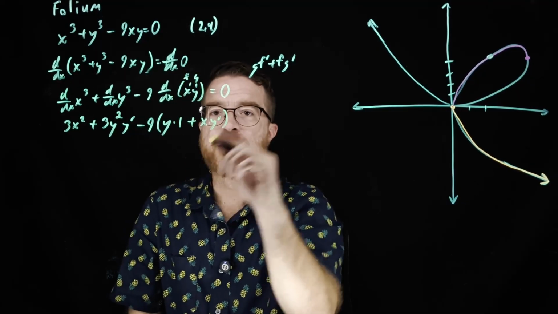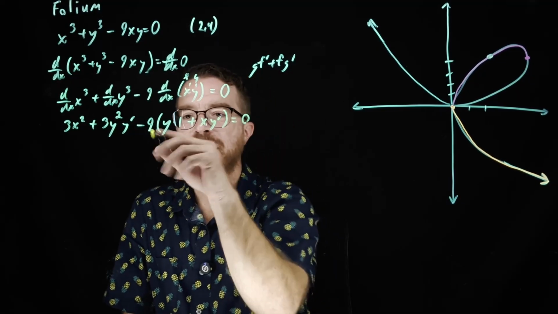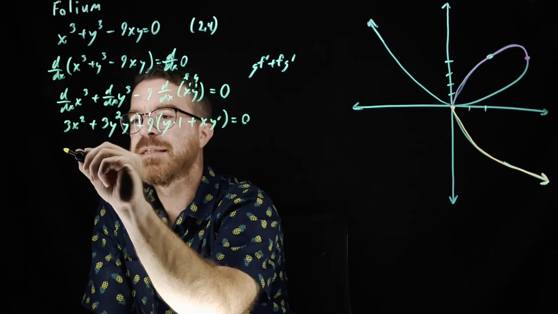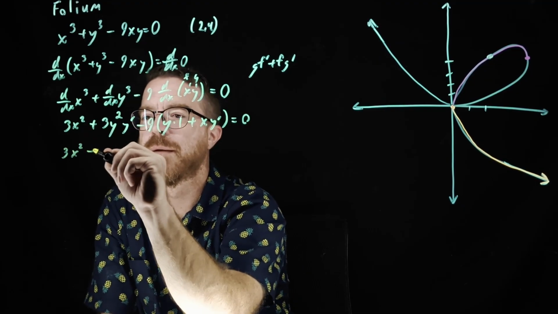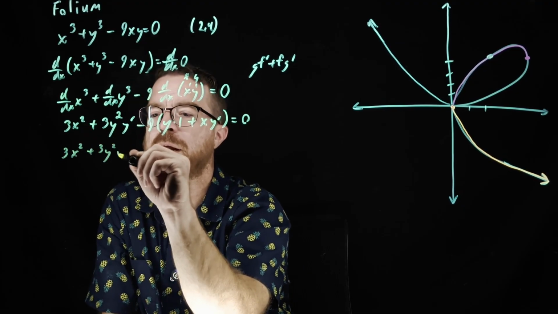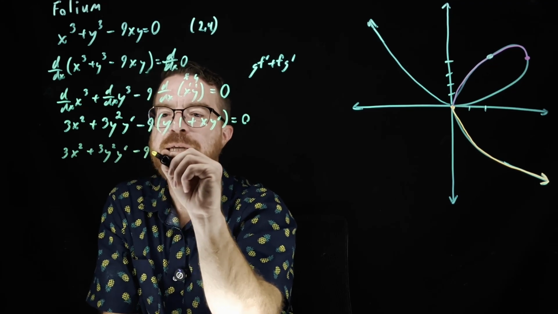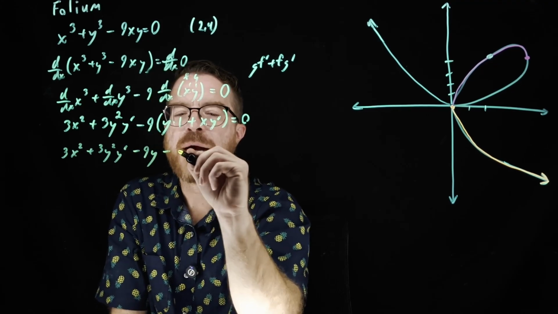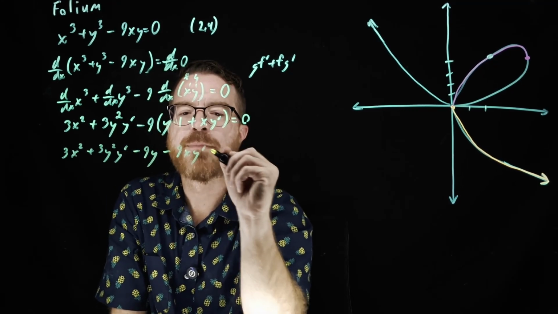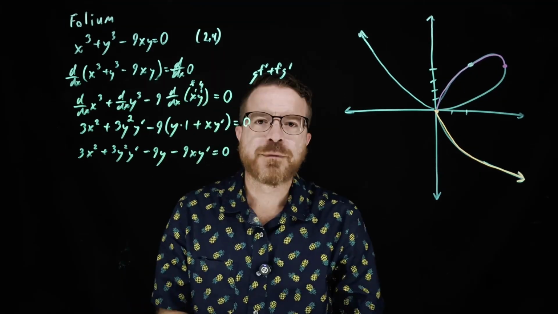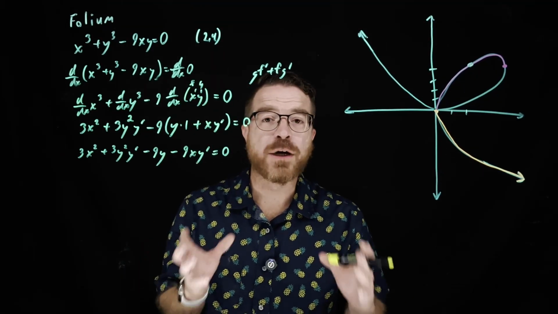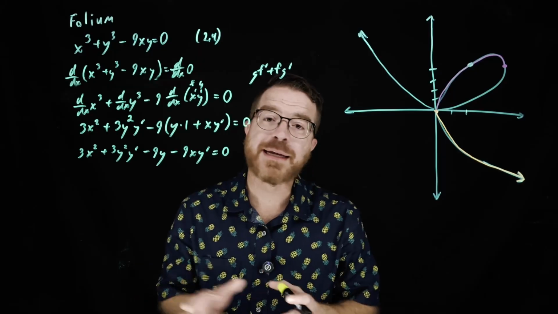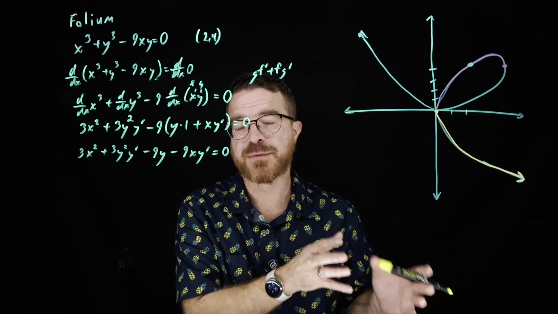I'm now going to distribute this minus 9 into this, and I'm going to have that this is equal to 3x squared plus 3y squared y prime minus 9y minus 9xy prime equals 0. So my next step is now I need to get all of my y prime terms to one side and all of my not y prime terms to the other side.